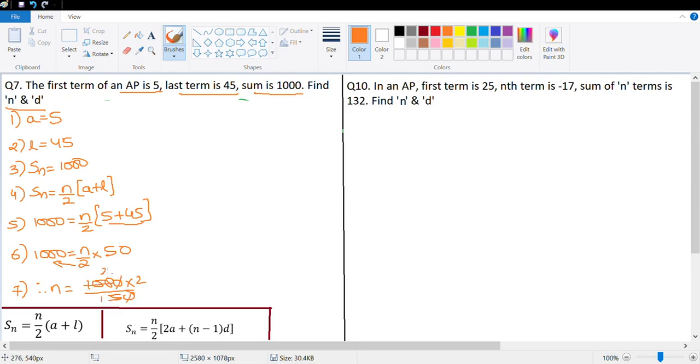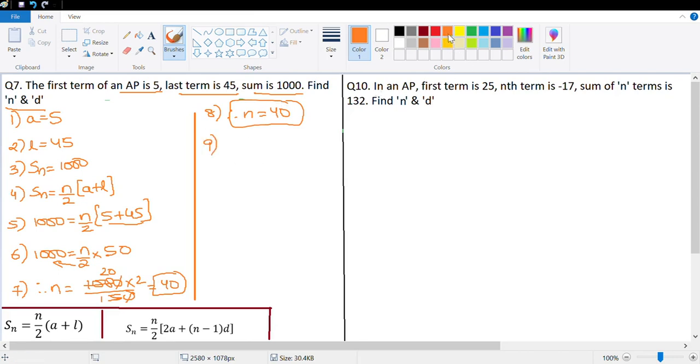5 1, 5 2 is 0. So n is equal to 40. As per the question, we need to calculate the value of n and d. Therefore, n is equal to 40. Now we still need to calculate the value of d. We know the last term is 45.